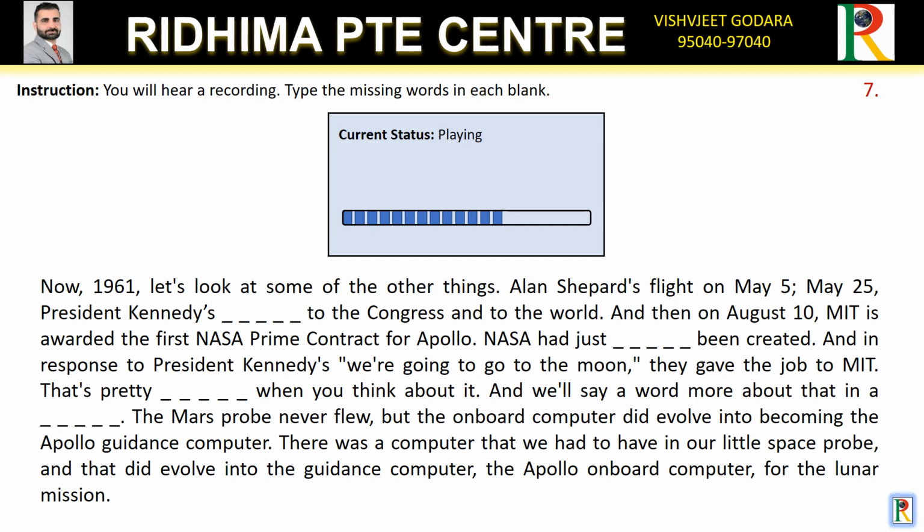The Mars probe never flew, but the onboard computer did evolve into becoming the Apollo guidance computer. There was a computer that we had to have in our little space probe, and that did evolve into the guidance computer for the Apollo onboard computer for the lunar mission.